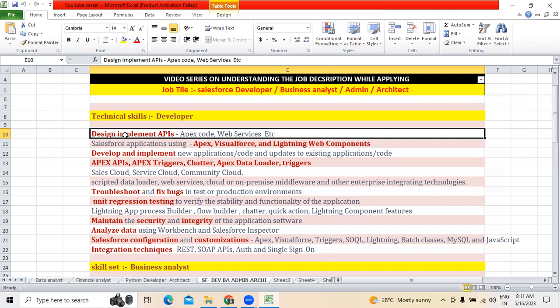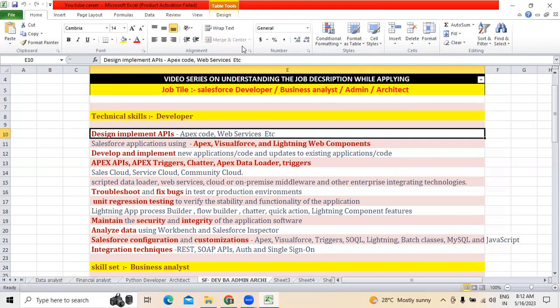For that, Apex coding, writing Apex code, and having an idea about web services and protocols, such as UDDI and WSDL. This sort of knowledge of APIs and web services is essentially required, apart from Apex coding. Along with this, Salesforce application development using, as I mentioned, Apex as well as Visualforce, and at the same time Lightning Web Components. This knowledge in reference to Salesforce is also required for any developer.